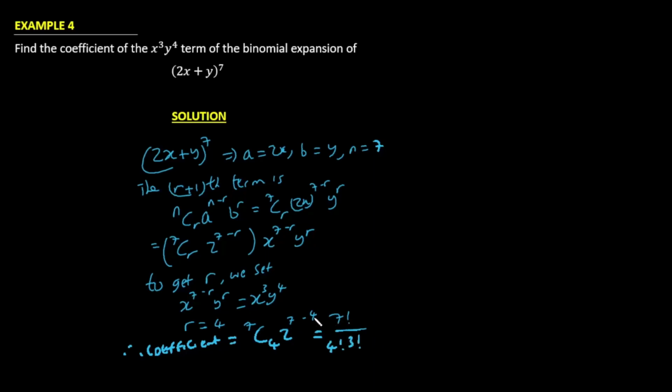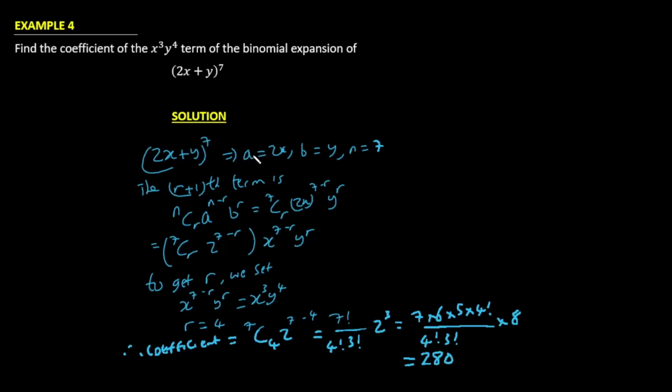Then we have 2 to the power of 7 minus 4, which is 3. And this 7 factorial, which is 7 times 6 times 5 times 4, divided by 4 factorial, 3 factorial: 3 factorial will cancel, 4 factorial will cancel, times 8. The answer will be 280. So therefore, we can say that the coefficient is going to be 280 for this term.